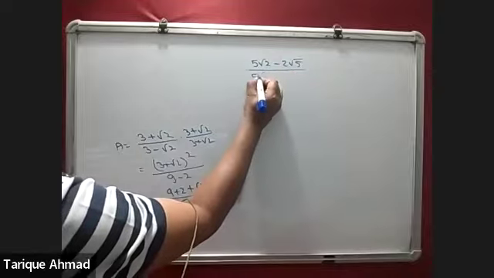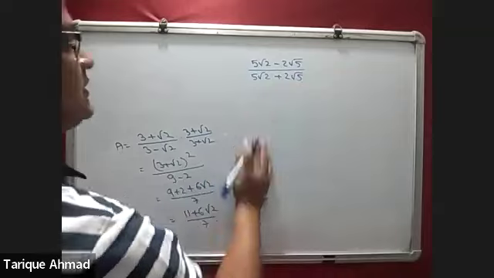5 root 2 minus 2 root 5 upon 5 root 2 plus 2 root 5. Rationalize this one.